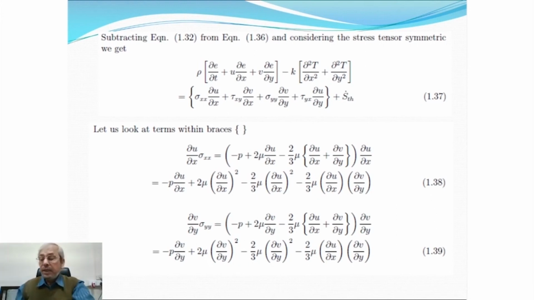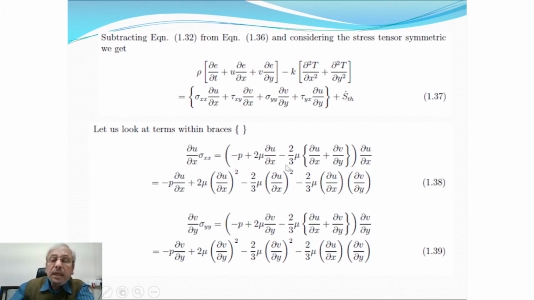So there are quite a few steps now. What we have to do, the terms within the second bracket we will write separately. Del u del x sigma xx. What is sigma x? Basically normal stress, given by minus p plus twice mu del u del x minus 2/3 mu into del u del x plus del v del y. So we are not invoking incompressible flow simplification here.